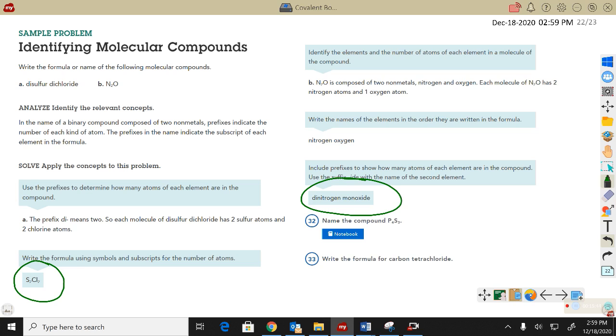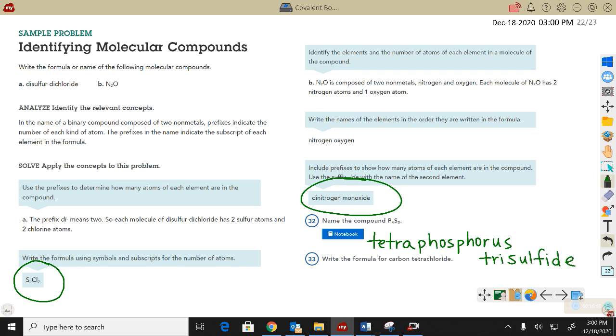Something like 32, name this compound. Tetra is 4, this should have been tetraphosphorus. So the first element gets its normal name, and then the second element will still change to IDE. So 3 sulfur would turn into trisulfide. Done.